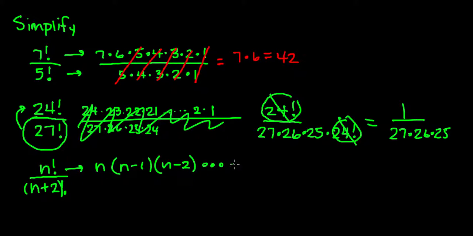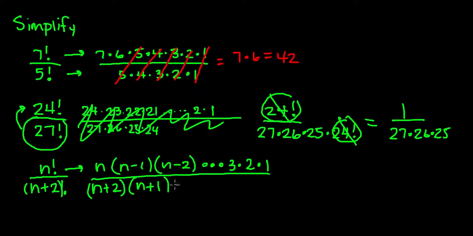But we do know that it's eventually going to go down to 3 times 2 times 1, because that's what all factorials end up doing. And then we can do the same thing with this one. We can go n plus 2, and then 1 less than that, which is n plus 2 minus 1, or just n plus 1, and then n plus 1 minus 1, which is just n, and this is going to keep on going down until you get to 3, 2, 1, and then you go around canceling all those things. But there's a much faster way to do it.